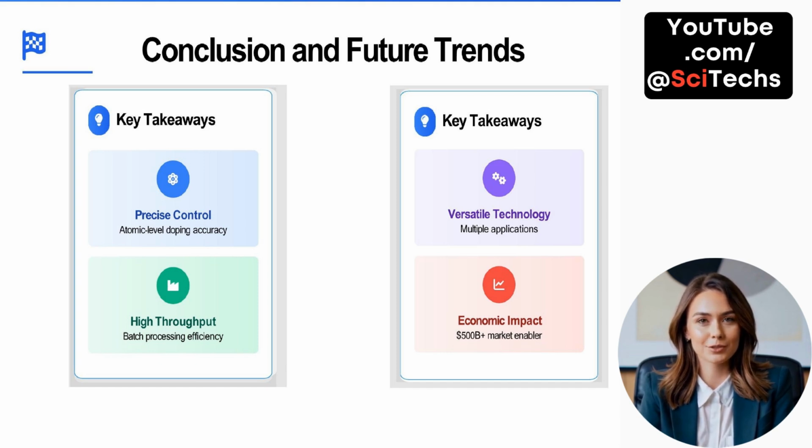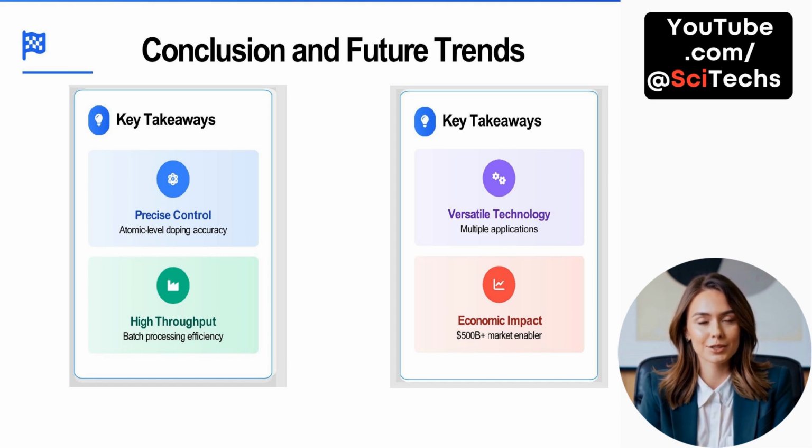Second, high throughput is achieved through batch processing efficiency. This enables multiple wafers to be processed simultaneously, dramatically increasing productivity and lowering per-unit costs. This is crucial in keeping up with the growing global demand for chips across industries.